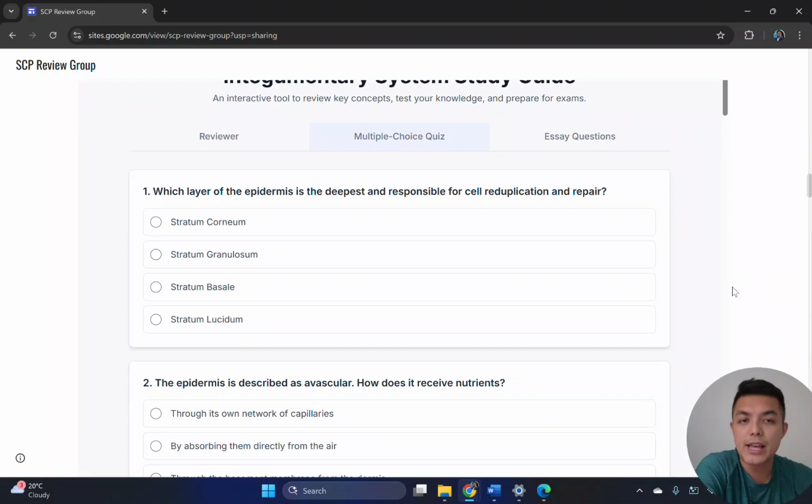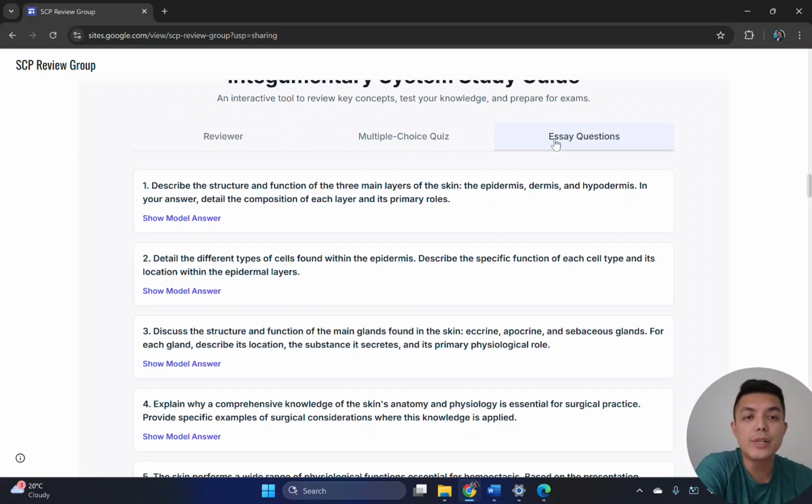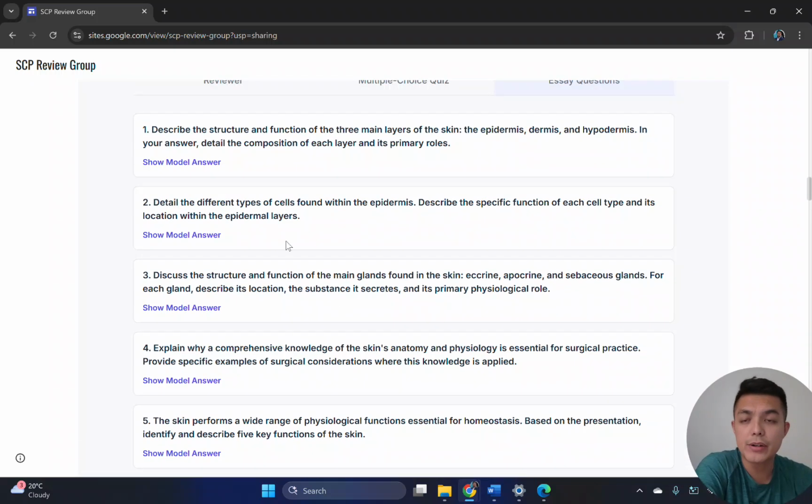So, I urge you to answer the multiple choice quiz and essay question. Let's just go here really quickly. Describe the structure and function of the three main layers of the skin.